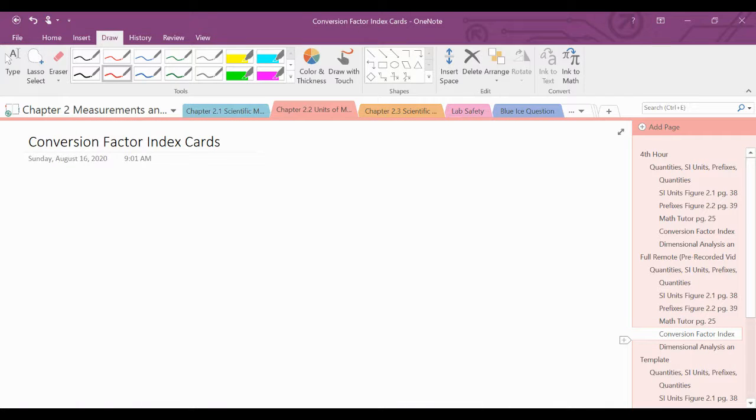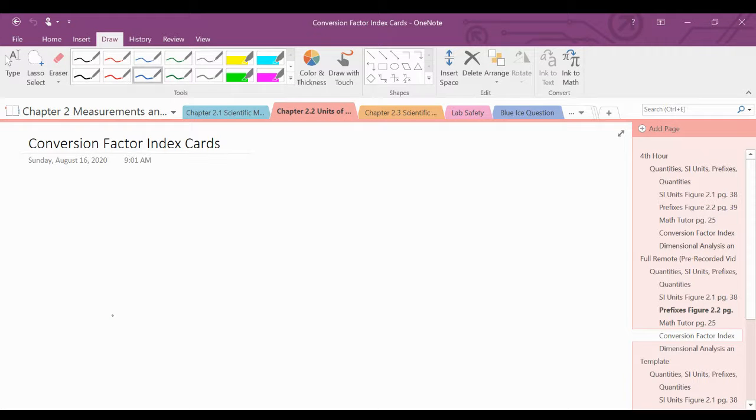So one of the tools that I would like to use in class is conversion factor index cards. On your materials list, it said that you needed an index card. If you don't have index cards, you can cut up square sheets of paper and use those. These are just a tool to help you. And one of the assignments, if you're watching this at home, is to make these cards. So here's my index card.